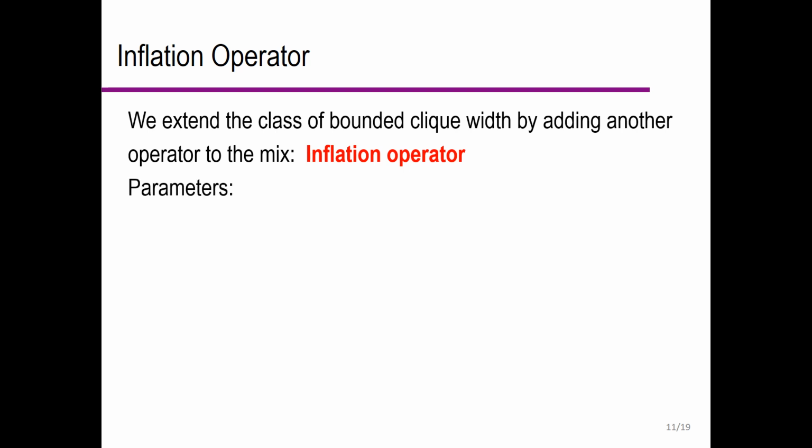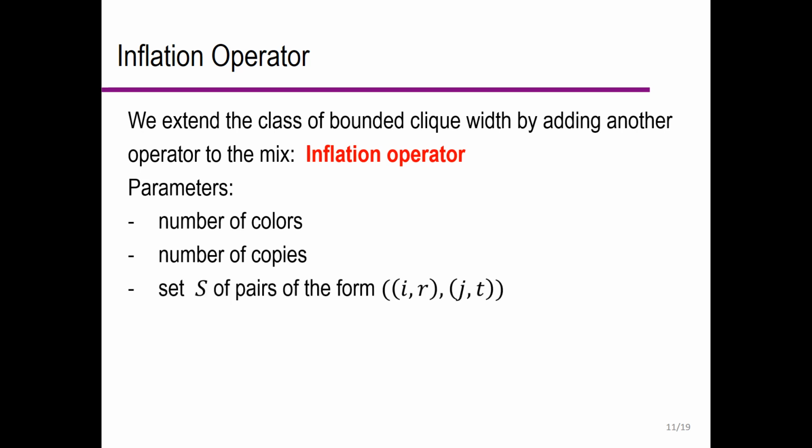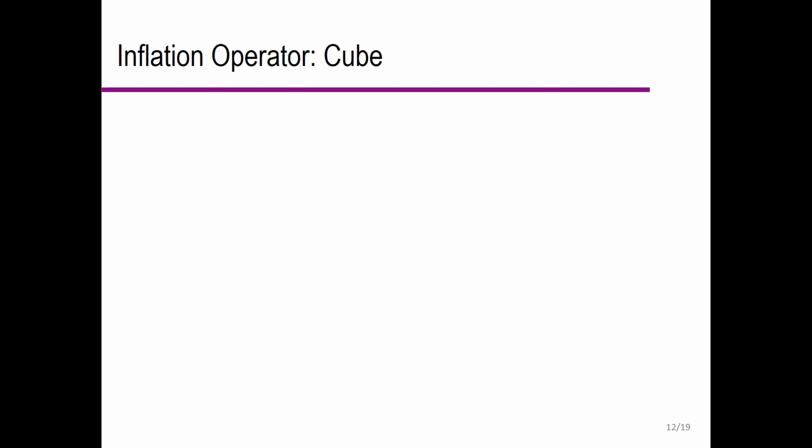First of all, it uses several parameters, like the number of colors, as usual. Also the number of copies. We will make several copies of every vertex of our original graph. And also some sets of pairs that actually show which vertices in the resulting graph we have to connect. And that depends on the colors of those vertices and also the number of copy that those vertices have. So let me show it using a simple example. I will show how to construct a cube from a square using the inflation operator.